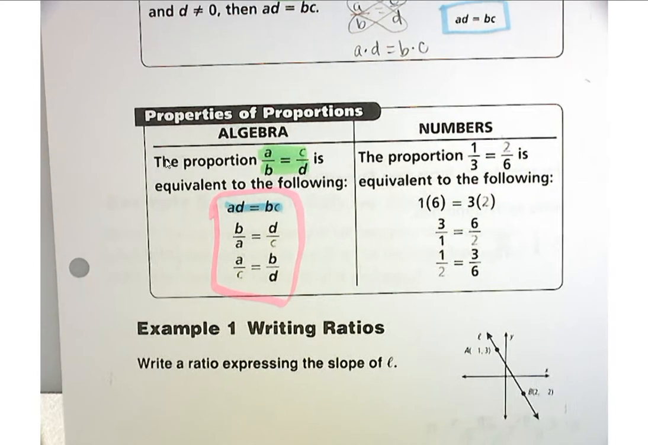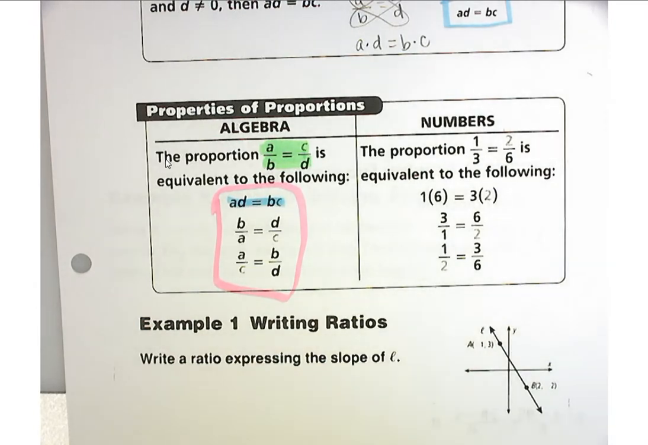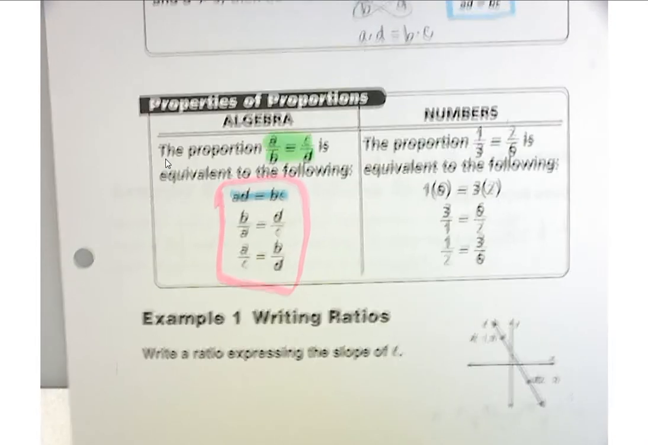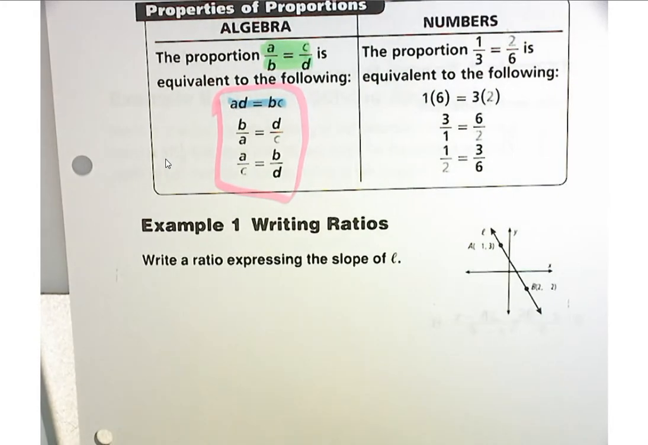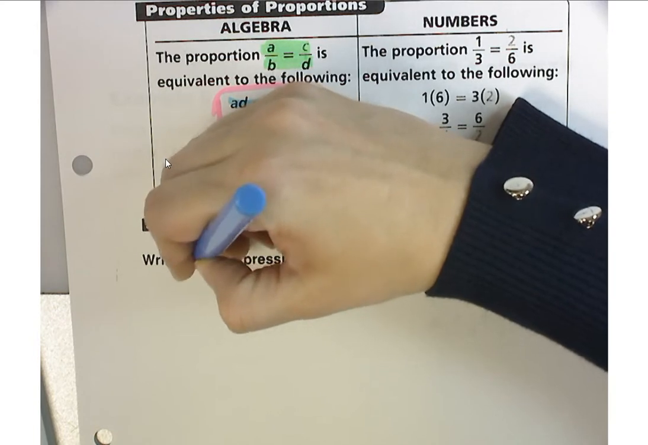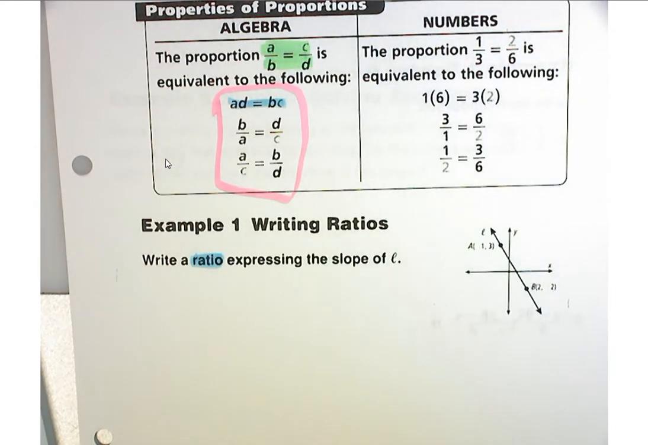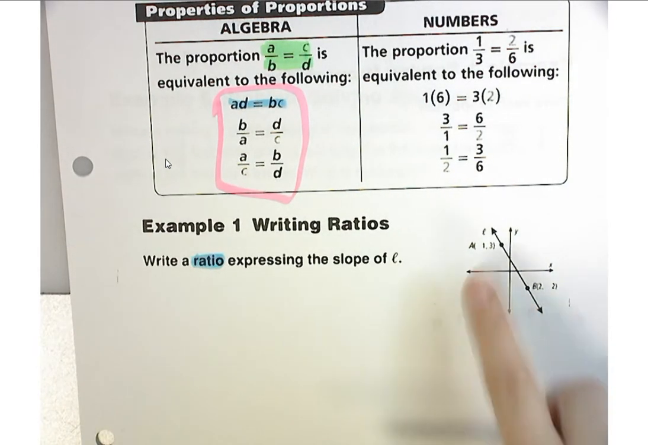So when we set up proportions, there could be more than one way to set them up. So your proportion might not look exactly like somebody else's. In some cases, though, when you are trying to write a ratio, which you did a little bit of earlier, they will have to be in a specific order. So again, a ratio is just another term for a fraction. Okay, so when it says write a ratio, you are going to be writing a fraction, and it's comparing two values. So for this one, you're writing a ratio expressing the slope of L.